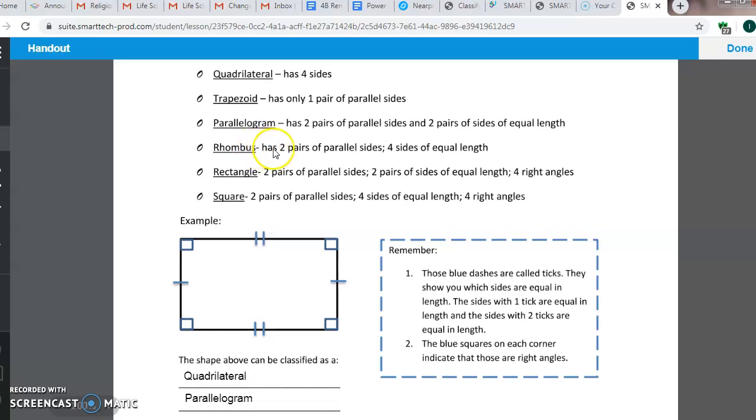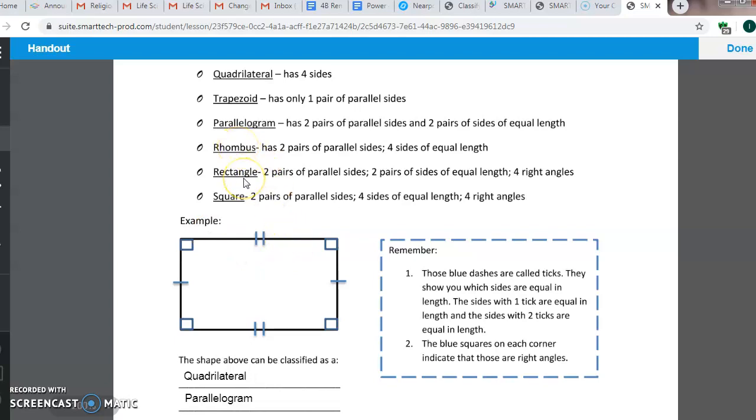Okay? So let's move on to the next option, a rhombus. A rhombus has two pairs of parallel sides. Well, we know that our shape does indeed have that. Ooh, but four sides of equal length. Are all four of my sides here equal? No, they are not. Clearly, you can tell that the left and right sides are smaller than the bottom and the top sides. So this shape is not a rhombus.